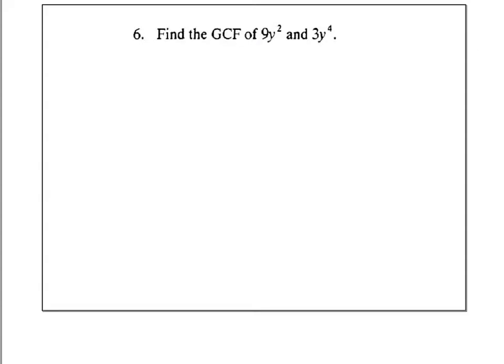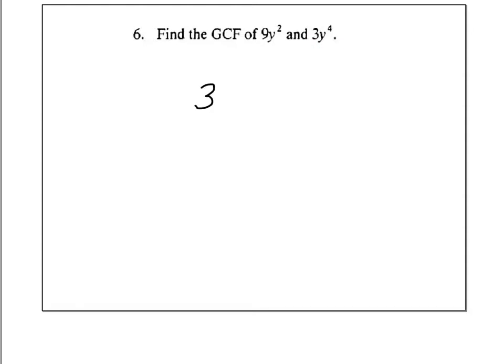Number 6, we're asked to find just the GCF of 9y squared and 3y to the 4th. So it's not asking us to factor, just GCF. Once we find out what they have in common, we're done. I have a 9 and a 3, and they're both divisible by 3. So I know I can take that out.